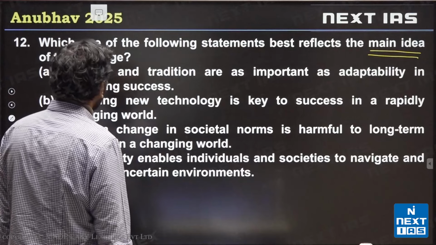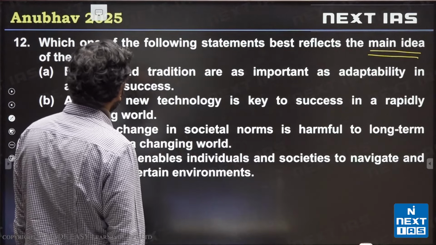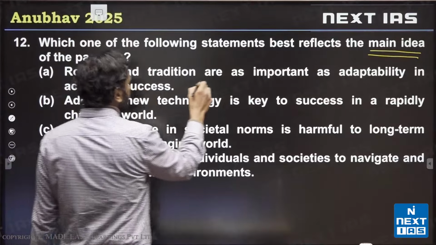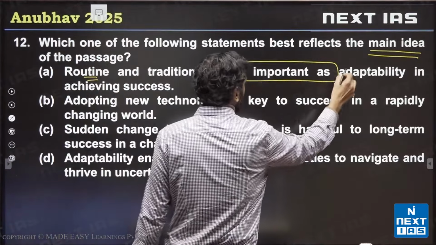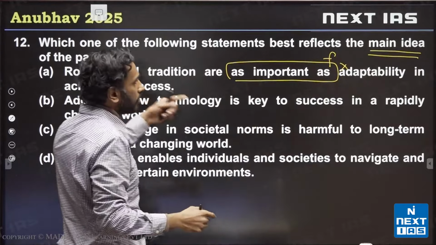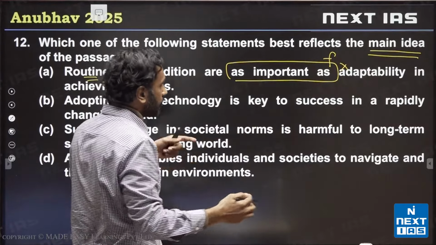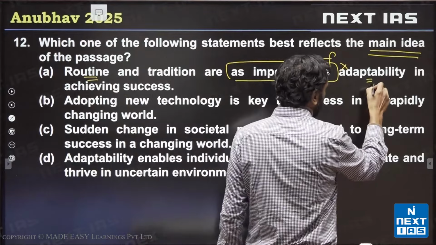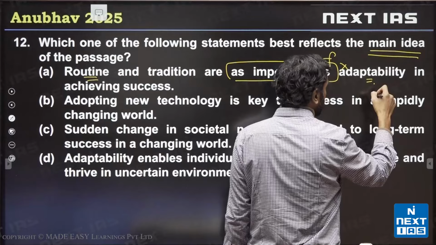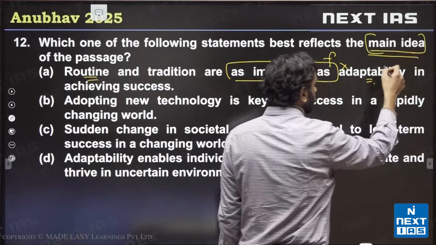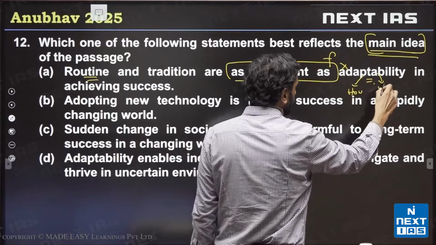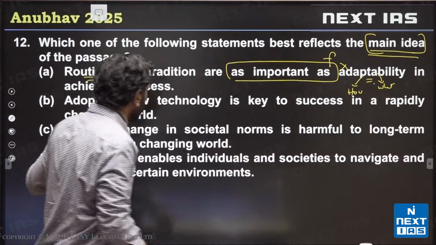A says routine and tradition are as important as adaptability in achieving success. So routine is as important as adaptability. This is firstly factually invalid, and it doesn't tell me what role adaptability has in achieving success. We want to discuss what role adaptability has in a changing environment and how adaptability can be achieved. If we want an ideal representation of the main point, we want to tell how and what role adaptability has. So A is invalid.